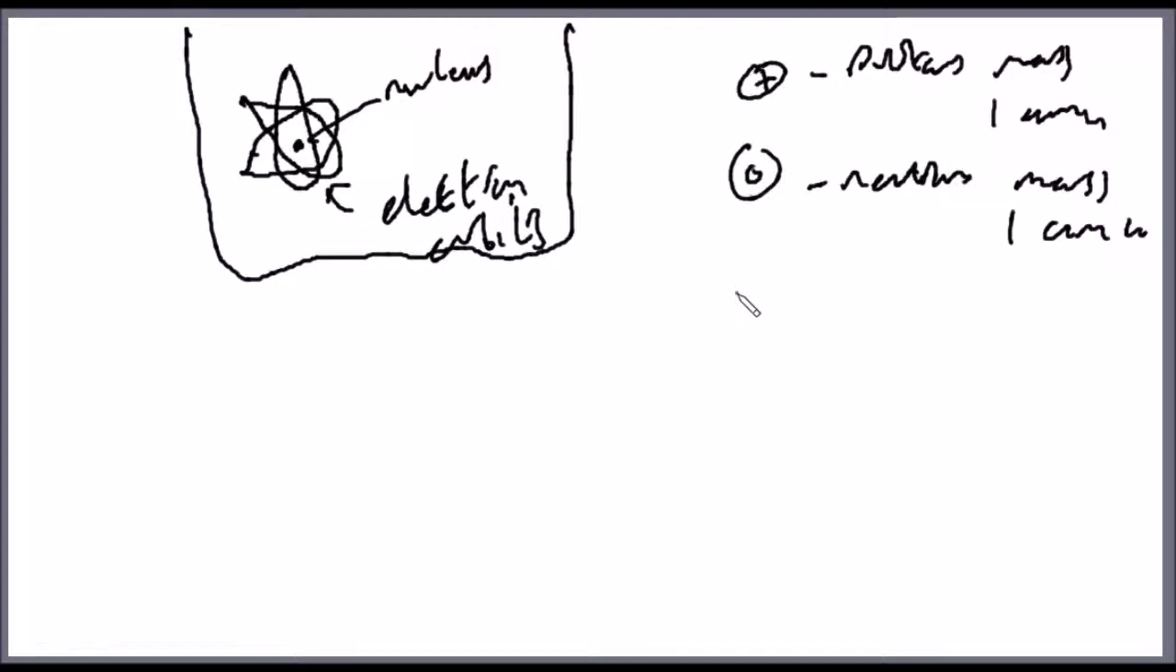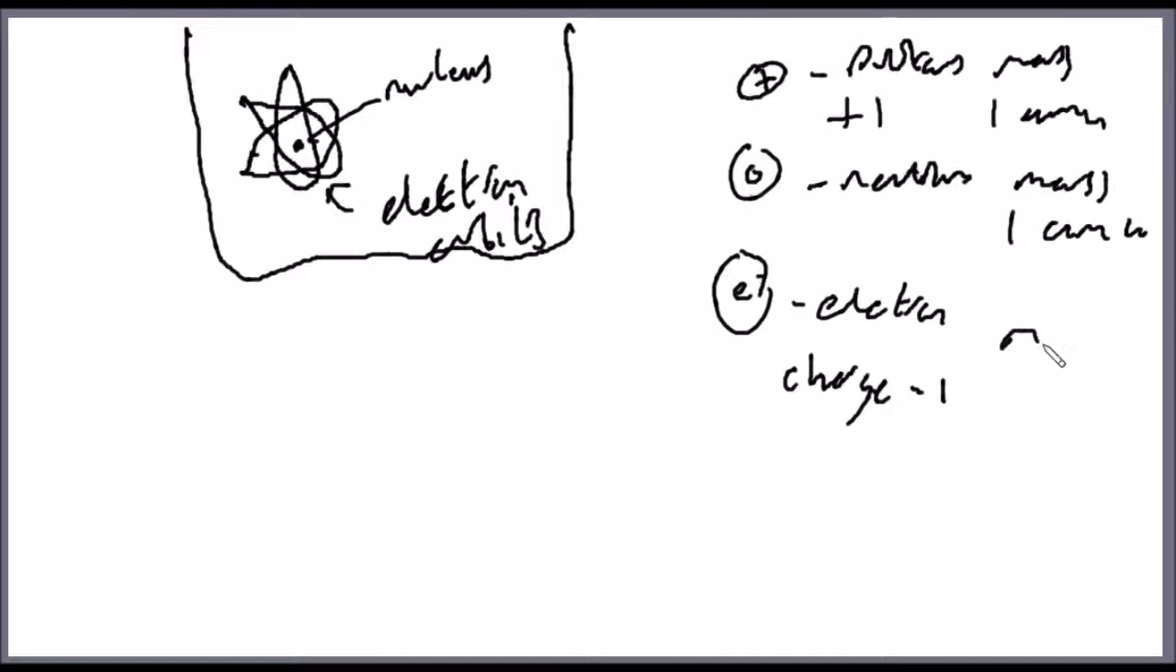Electrons are much smaller. They have a negative charge. Sorry, actually, I should mention the proton, as shown by the diagram, has a +1 charge. Neutron has, as its name suggests, a neutral charge. An electron has a charge of -1 and a mass of around 1/2000th, but it's quite negligible basically.